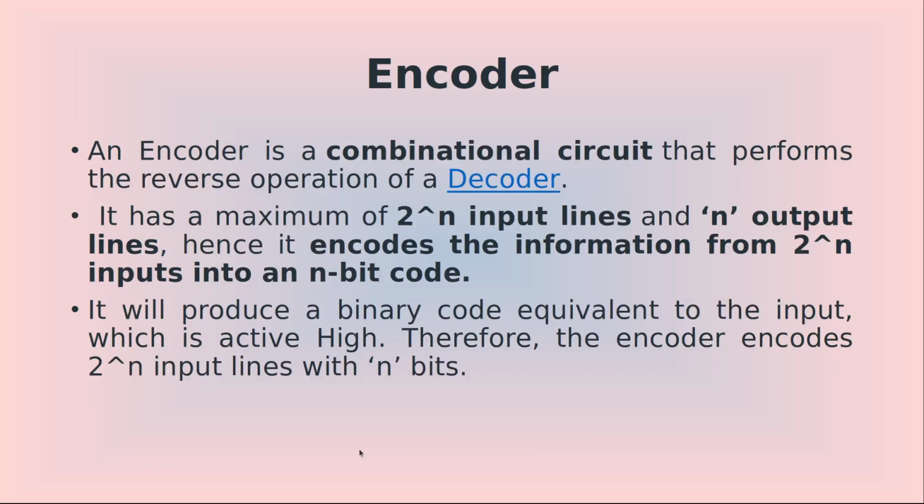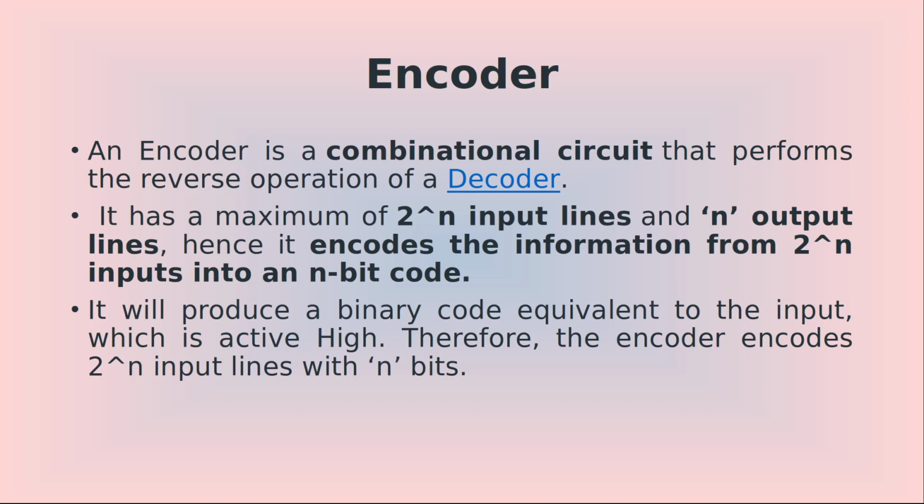The encoder is a combinational circuit. What is the meaning of a combinational circuit? A combinational circuit consists of different kinds of gates which are combined to form one circuit. The encoder is also a combinational circuit because two or more gates are combined to form one circuit. Also, it is the reverse operation of the decoder.